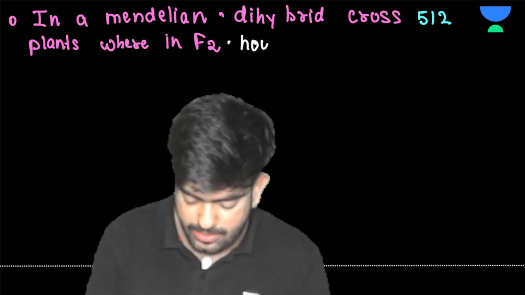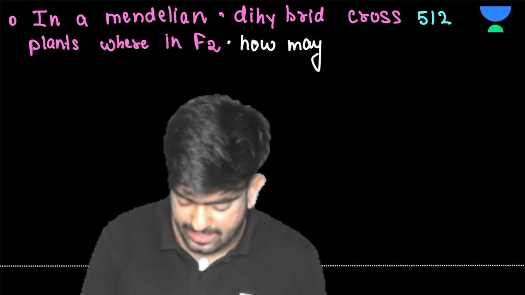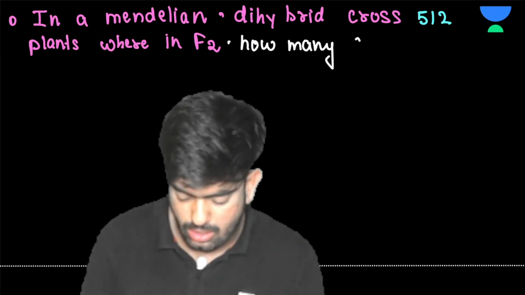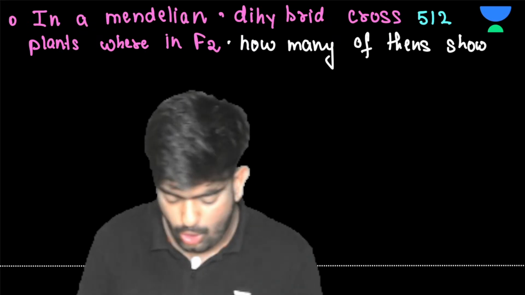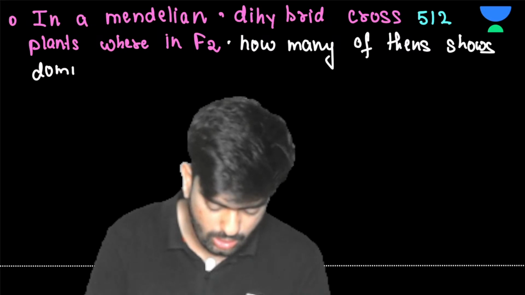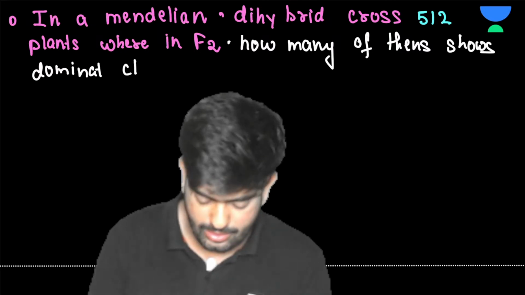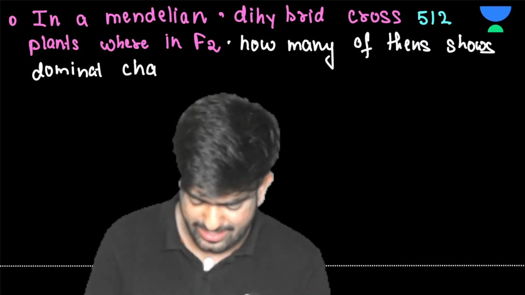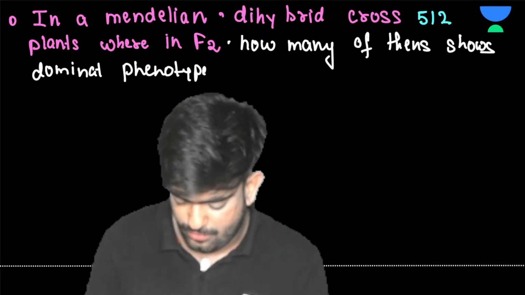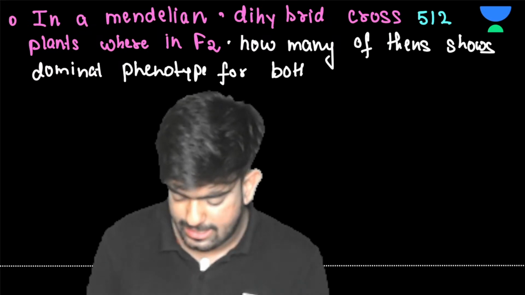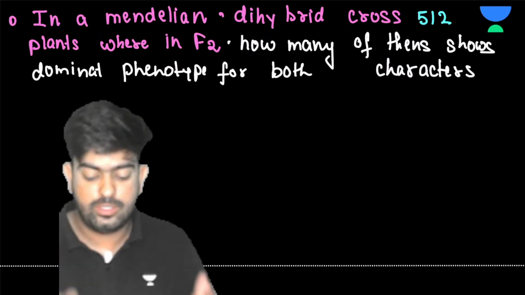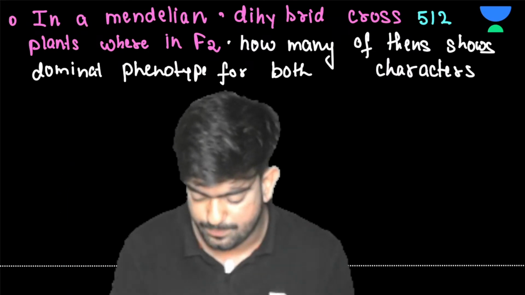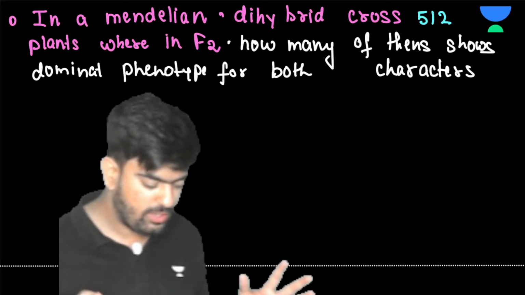How many of them show the dominant phenotype for both characters? Clear? I think this question is very easy and you have to do this question. So, how are we going to solve the question?